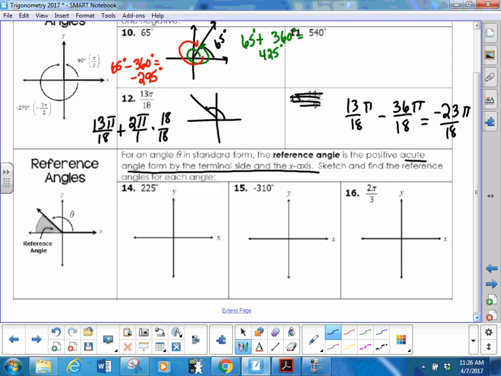So let's do 225 and see where we end up at. We want to start here on the positive x-axis, 90, 180, and if I'm at 180, how much further do I have to go to get to 225? Just a little bit. How much a little bit? How much difference is there between 225 and 180? Like 45. Good, 45. So I'm going to go another 45 degrees. And I'm going to indicate that right here. So I want another 45 degrees.